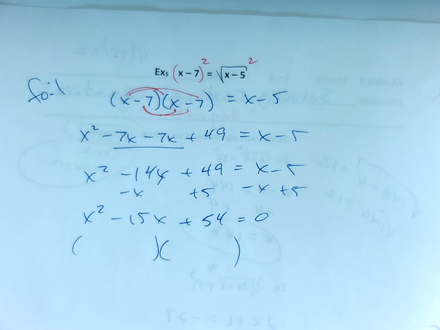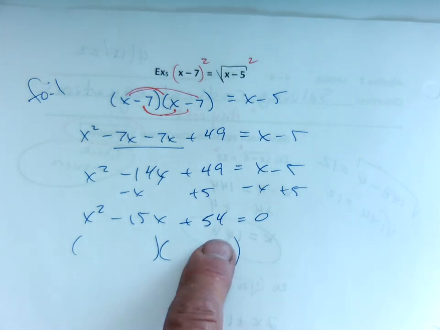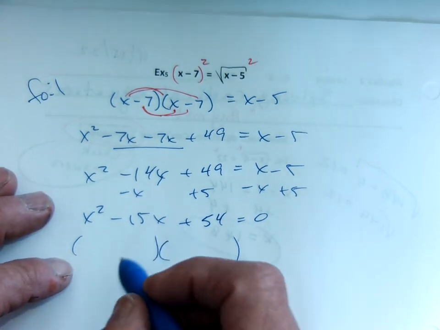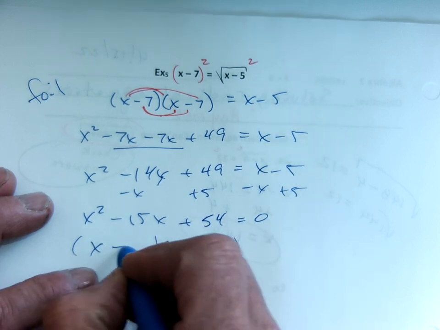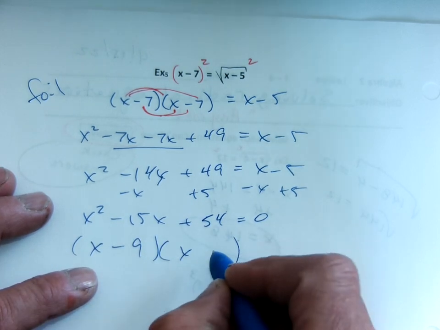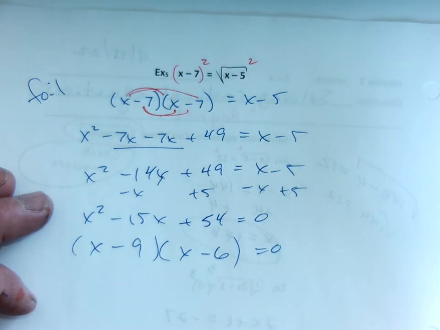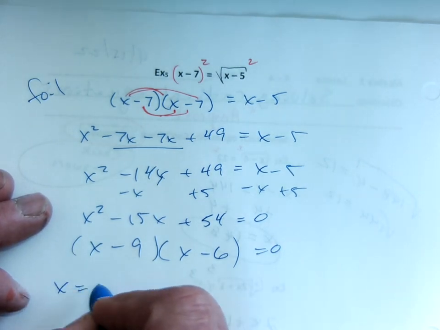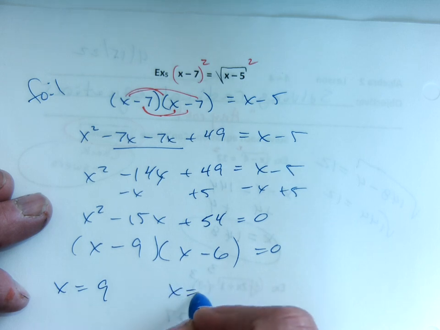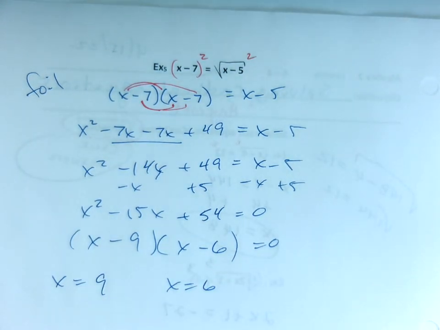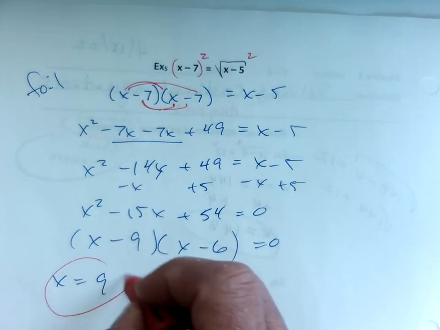I think 9 times 6 makes 54, and 9 plus 6 makes 15. So I'm going to have an x minus 9 and an x minus 6 equals 0. I'm going to solve with my mini equations to get x equals 9 and x equals 6. Now, the 6 won't work, and I'll show you why. The 9 works, but let me show you why the 6 doesn't work.